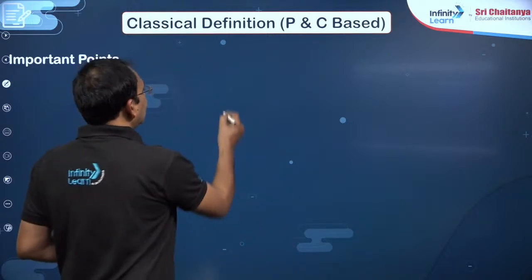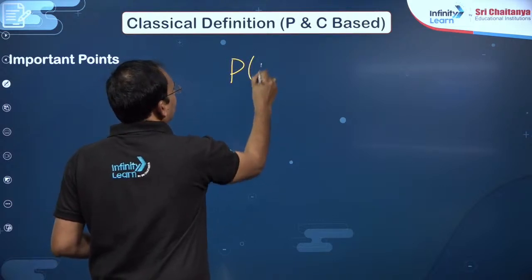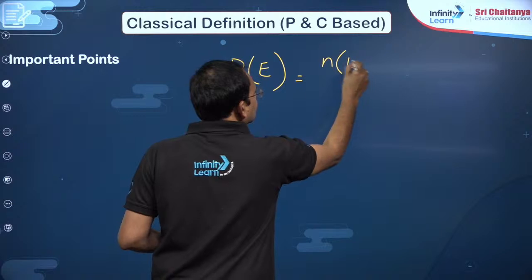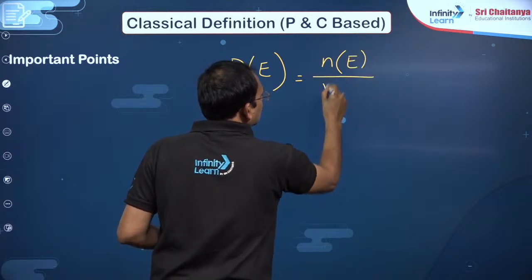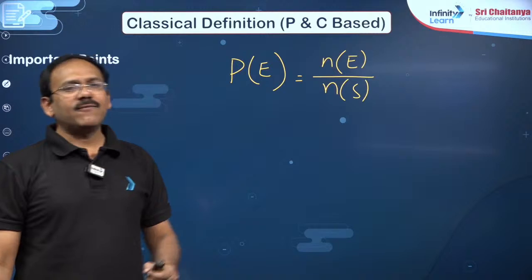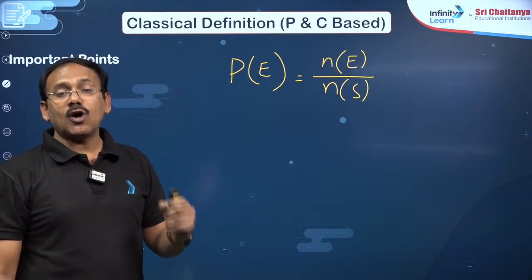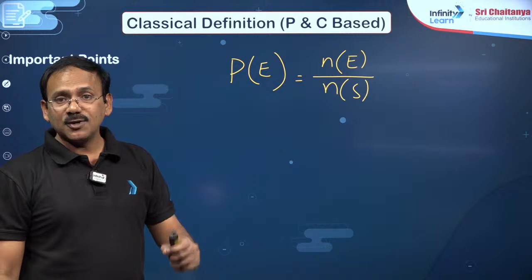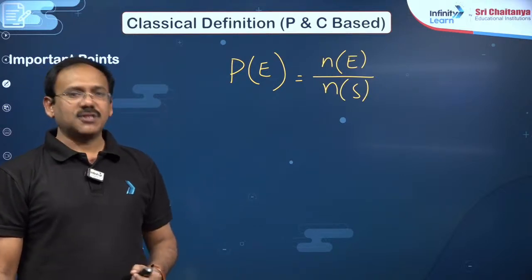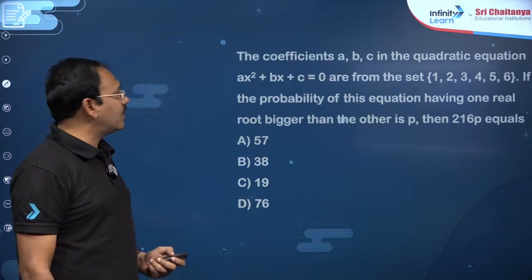So we define the probability of a particular event, P(E), as the number of favorable cases of the event E divided by the total number of cases in the sample space. This simple definition is enough, my dear friends, to answer questions related to the classical definition or permutation combination based questions. Let us see a few questions here for your convenience.